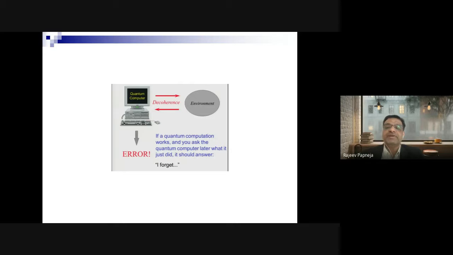And no record should be left behind. The final result of the computation can be published or broadcast, but the state of the computation during the computation must remain a secret. Well, what we need to do then is to store information in a way that environment cannot access it. And the trick is to use entanglement to store the information in a highly entangled state.